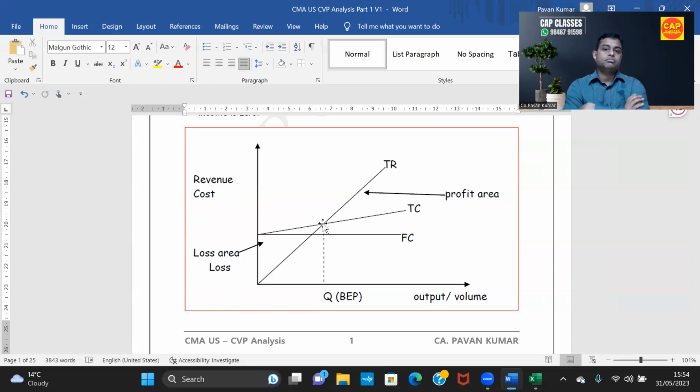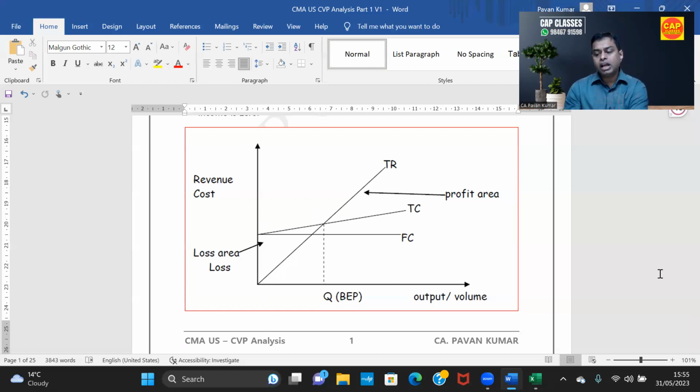This is units. My cost will be recovered if I am able to achieve $75,000 of sales. So either it can be expressed in terms of quantity, break-even quantity, or it can be break-even revenue. Both of them are known as break-even points. You understand? Now you can say, but Pavan sir, in x-axis only quantity is given. How do I calculate break-even revenue?